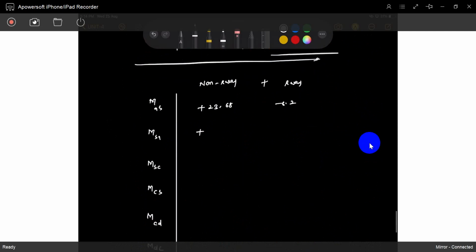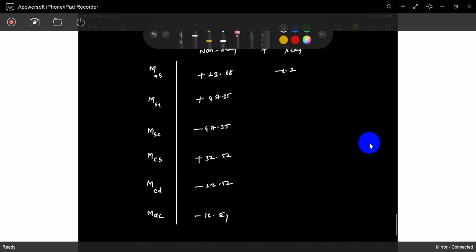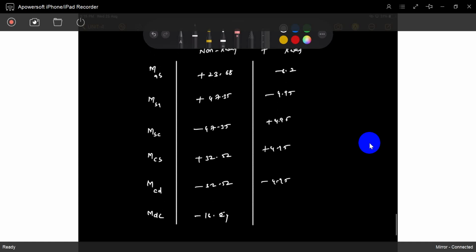So it's 47.35. It's again 47.35. We will get it like this. It's 32.52, minus 32.52. It's 16.24. These are the non-sway moments. These are the sway moments. What is the sway moment? 4.95, 4.95, 4.95, minus 4.95, minus 6.19.